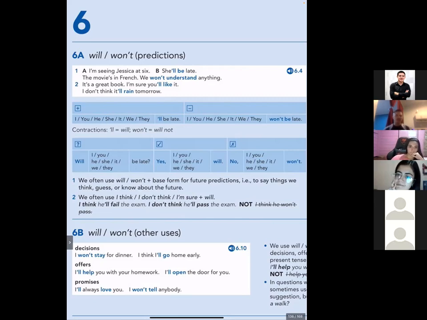Okay, I don't think it'll rain tomorrow. So again, maybe we have no information about it. We just maybe today didn't rain. So for that reason, we're making the prediction.